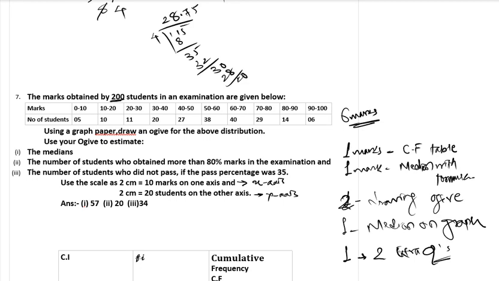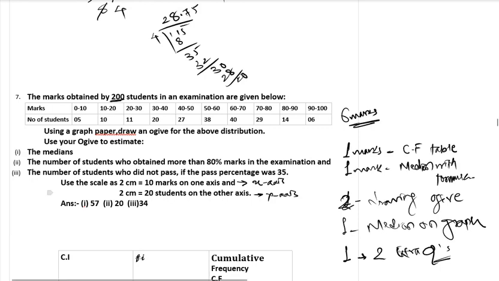So we have found the median. So we have got 1 mark for the cumulative frequency table, 1 mark for median with formula, 2 marks for drawing the ogive, and 1 mark for median on the graph. So 5 marks we have already got.